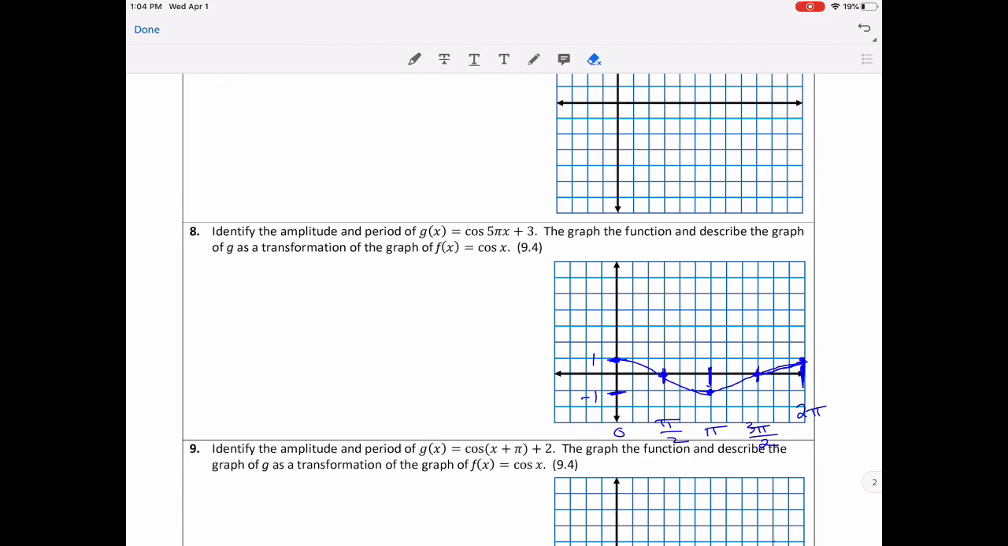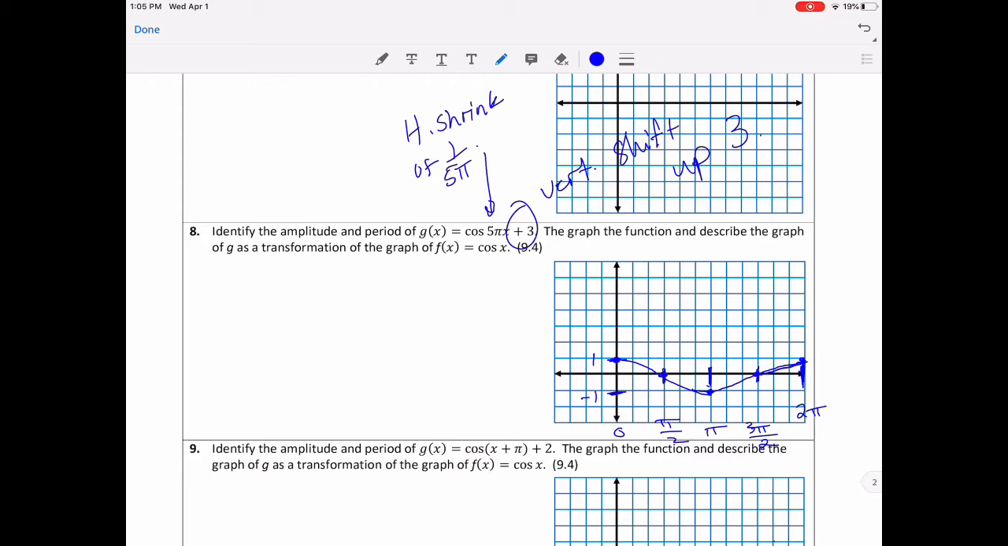All right, now let's look at our next graph, which is a cosine graph, but it's transformed how? Well, that's a vertical shift up 3, you got it. Okay, notice it's not with x, so that's outside, so that's vertical. And how about here? Well, that would really be a horizontal shrink of 1 over 5 pi.